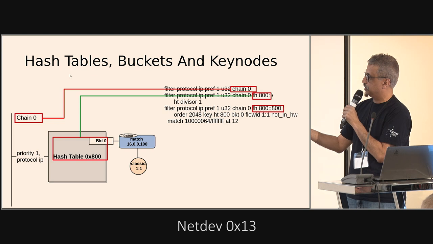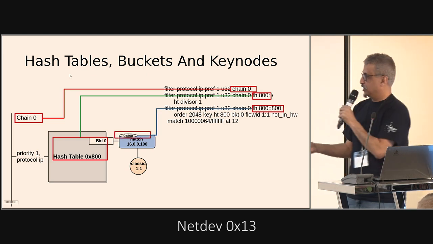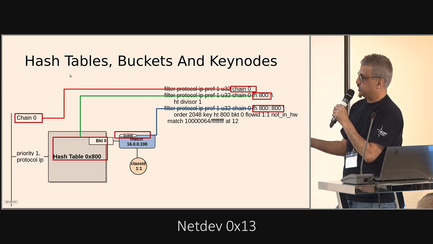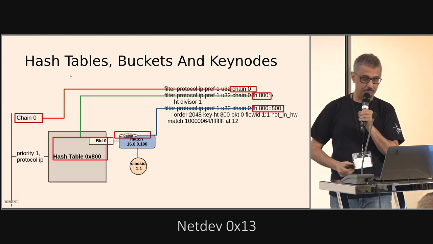So here it talks about where the chain is. This describes what table it is. And this here is going to now describe more details. Right, there you go. So there's three things: there's a hash table, there's a bucket ID, and there's the match ID or the keynode ID. So these numbers here, 800 maps to that one there. There's a zero here, which matches to the bucket zero. And the 800 hex matches to the 800 hex, which is the ID.